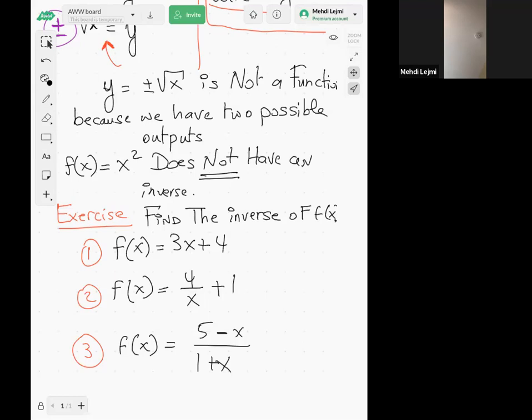So be careful with number 2 and especially, I would say, number 3. It's not obvious how to solve for y.